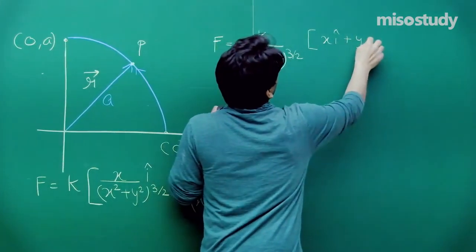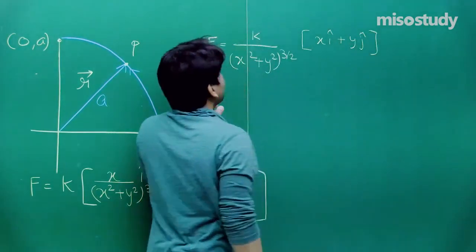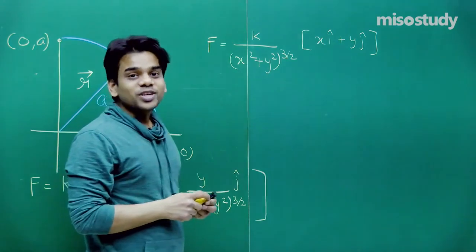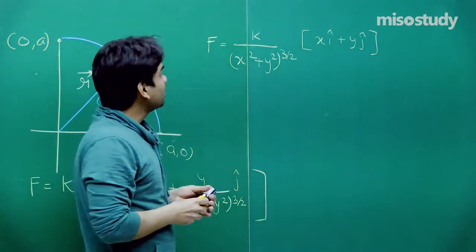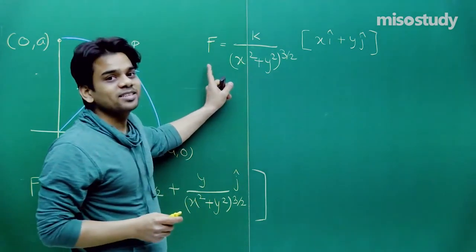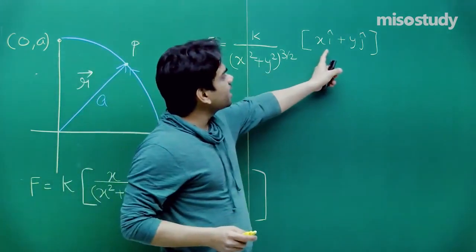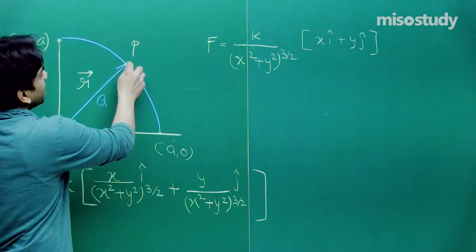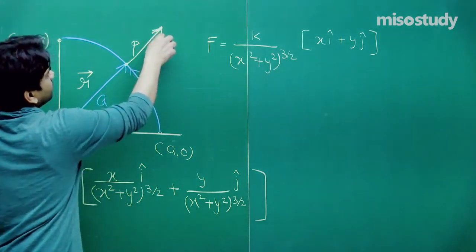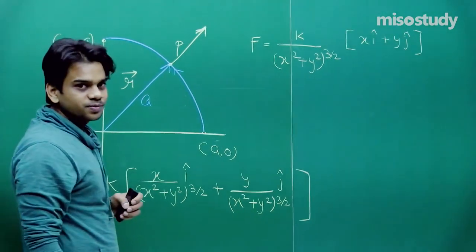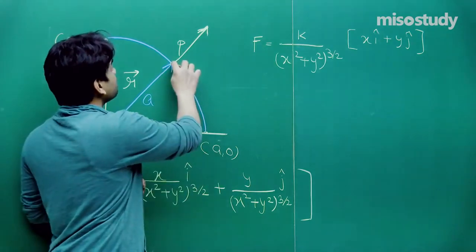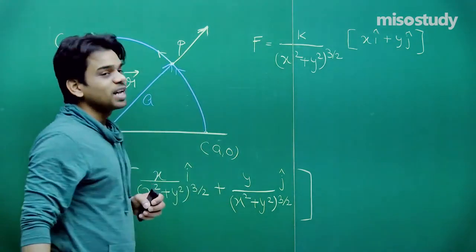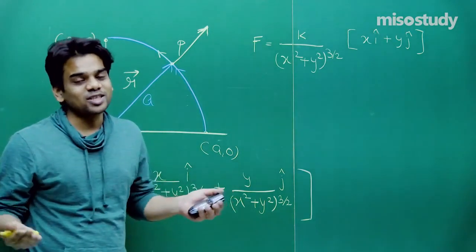Xi cap plus yj cap. This is the value of force. Now try to understand, first of all, along what direction this force is acting. You see here, xi cap plus yj cap, you can observe that it will be directed somewhere here. This will be the direction of the force. You see the displacement is along this direction, which is actually perpendicular to the direction of force.